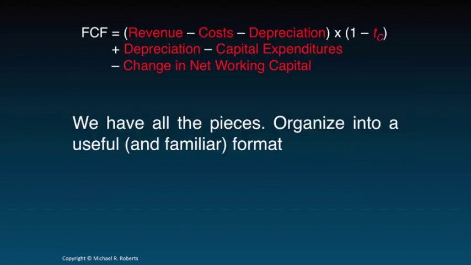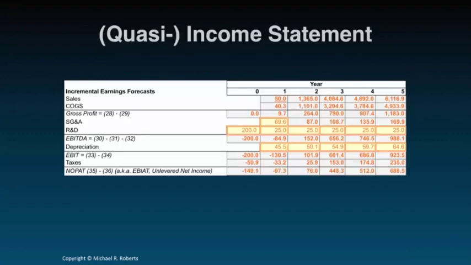Okay. We have all the pieces now, right? And what I want to do first is organize them into a useful and familiar format, what I'll call a quasi-income statement. And it's a quasi-income statement because it's missing an important item and it's applying taxes slightly differently. I'll explain that when I get there. So we start top line with sales, subtract off COGS, that gets us gross profit. We're going to subtract off our SG&A, subtract off R&D, that gets us our EBITDA.